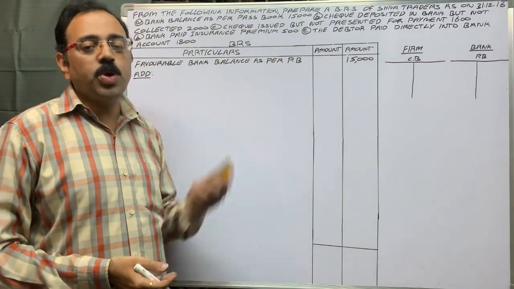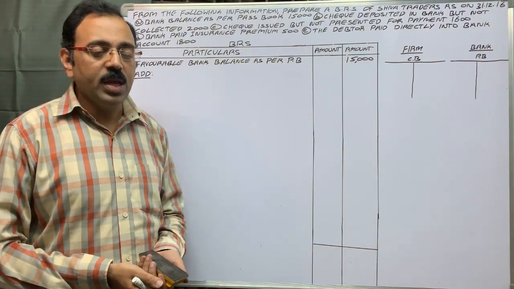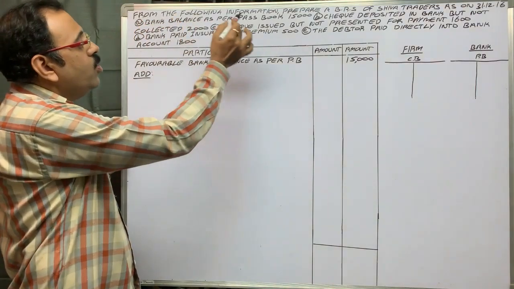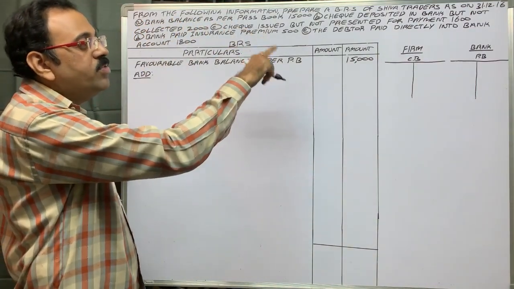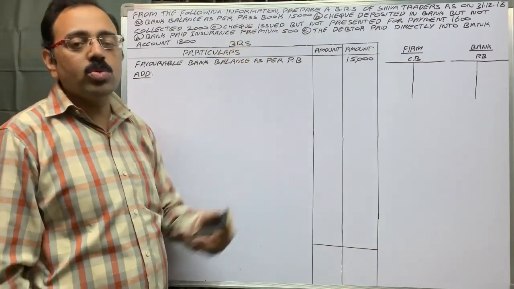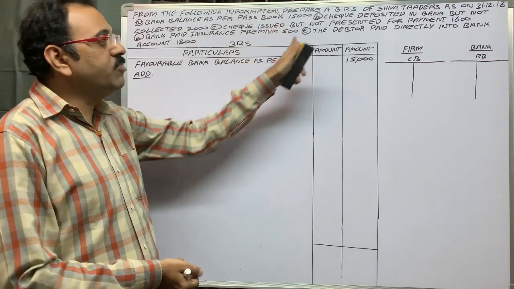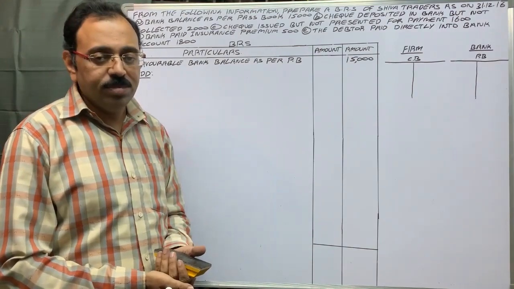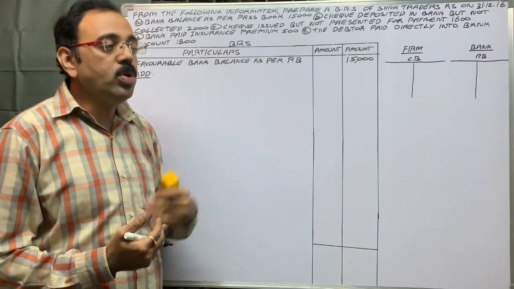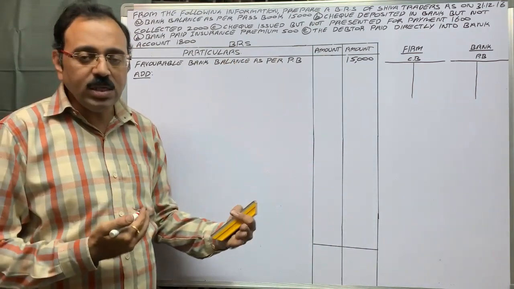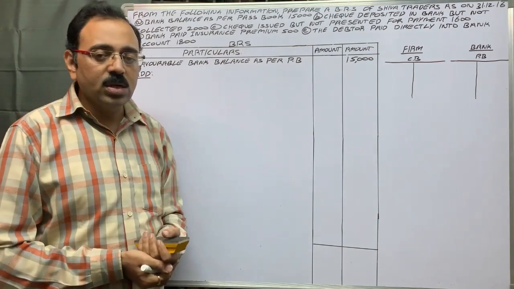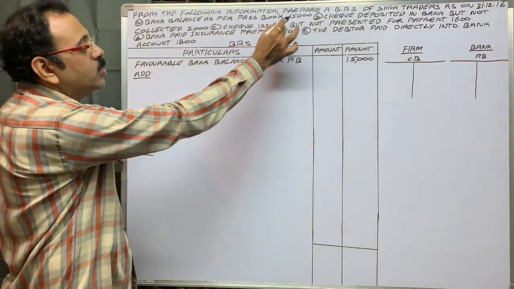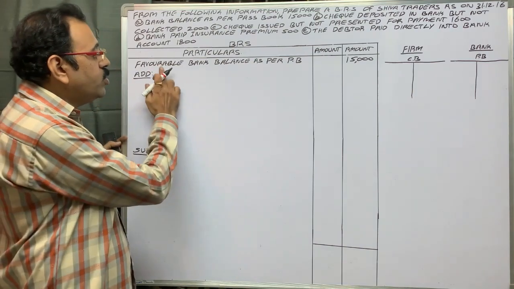This is a BRS problem, bank reconciliation statement. This problem comes for 10 marks. Now, the question is: from the following information, prepare a BRS of Shiva Traders as on 31st December 2016. And he has given some information. All these points are what? The reasons for disagreement between bank balance as per cash book and passbook. There are some differences. For these differences, these are the reasons. Now, which book balance is given in the question? Bank balance as per passbook, 15,000. So with that we have to start the problem.